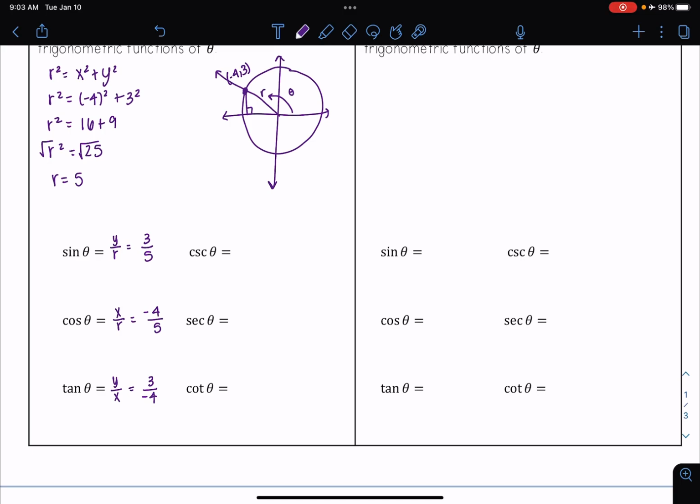And then now these other ones are just going to be those flipped. So cosecant is sine of theta flipped, so it's going to be 5 over 3. Secant of theta is cosine flipped, so it's going to be 5 over negative 4. And then cotangent of theta will be negative 4 over 3, since it is tangent of theta flipped.